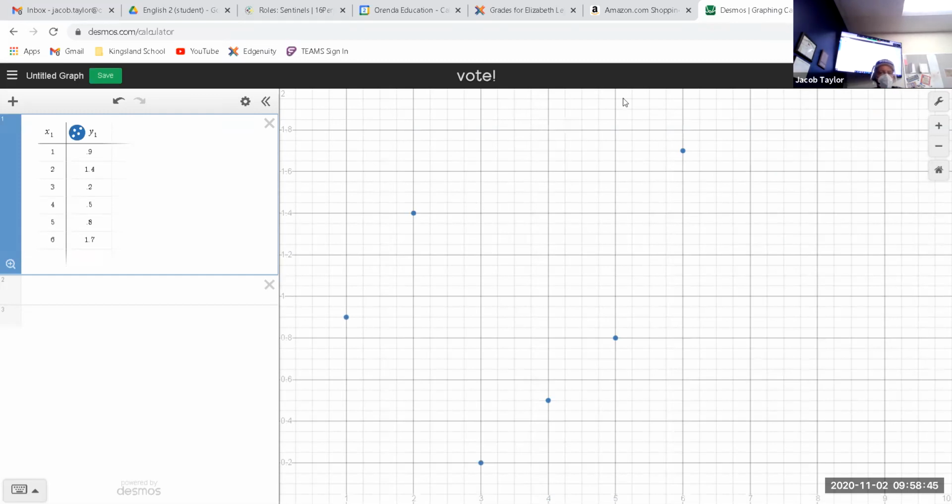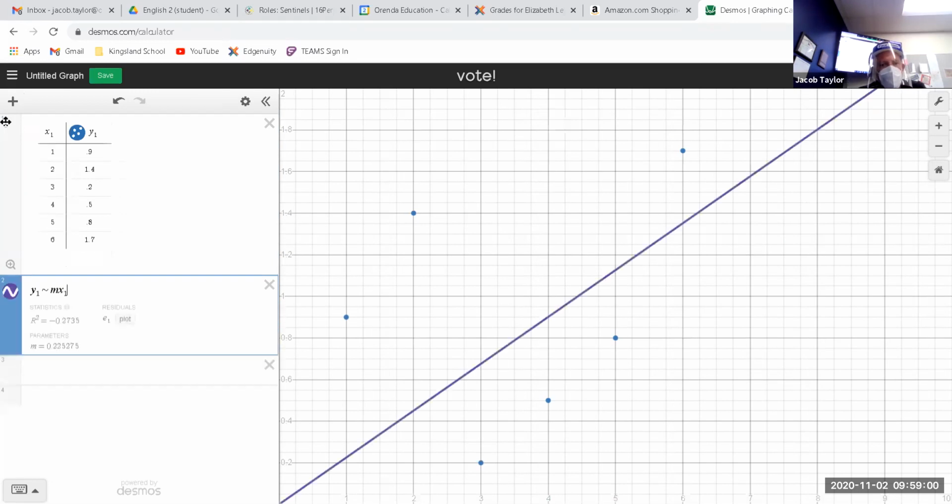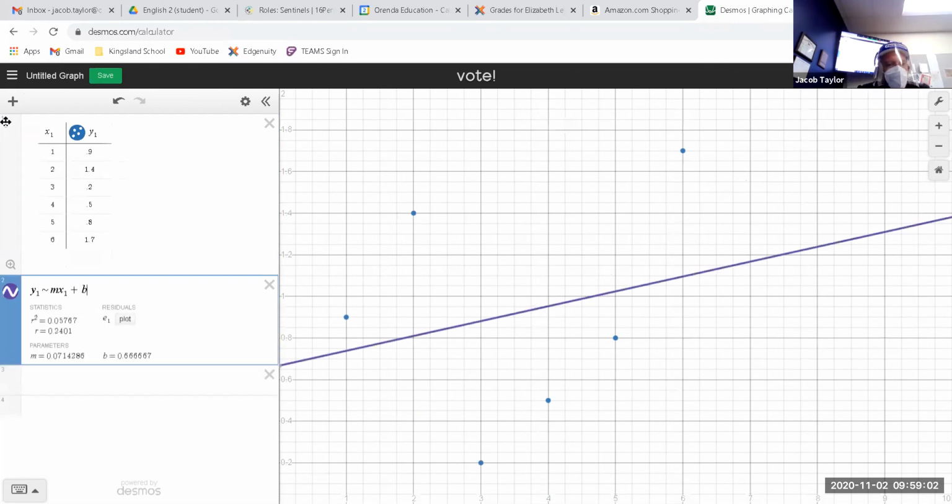I mean, it looks like it's positive, right? We can see that it's going up for the most part, but those points are not very close together. If I wanted to see exactly how strong this model is, I can do that. We'll do y1 is approximately mx1 plus b, just like we've done before. And our R value here is 0.24. How would you describe a correlation of 0.24? That's weak. We would say that is a weak correlation.